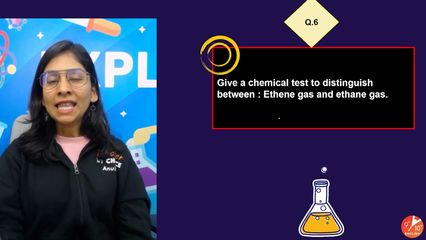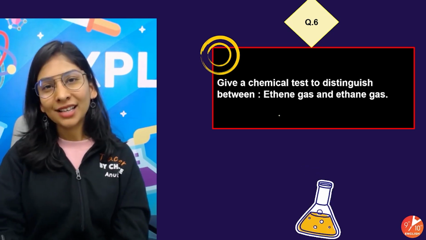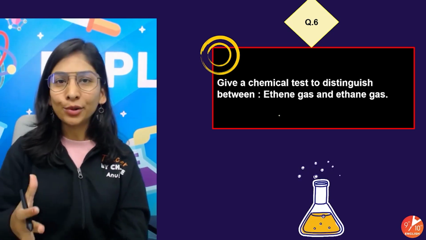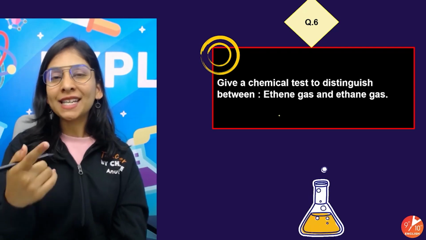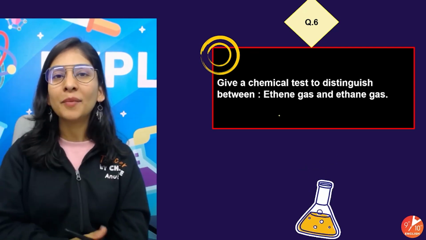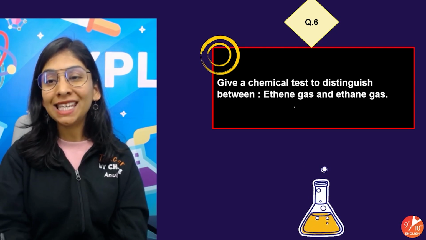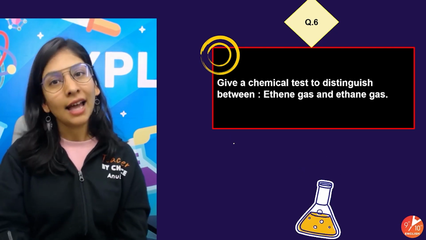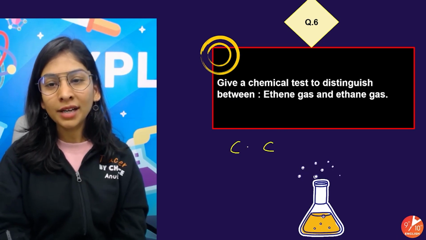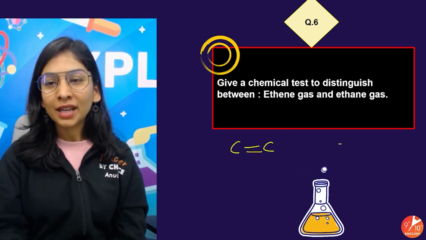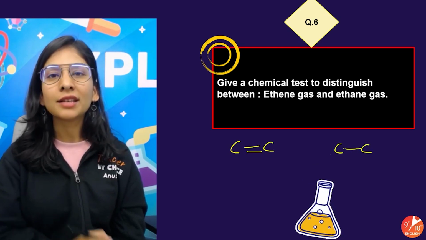Okay, let's see question number 6 now, something that I have already told you before. So I'm expecting an answer from you guys. You can tell me in the comment section. Give a chemical test to distinguish between ethene gas and ethane gas. I'll help you. Ethene: eth means 2 carbon, ene means a double bond. Ethane: eth means 2 carbon, ane means a single bond.